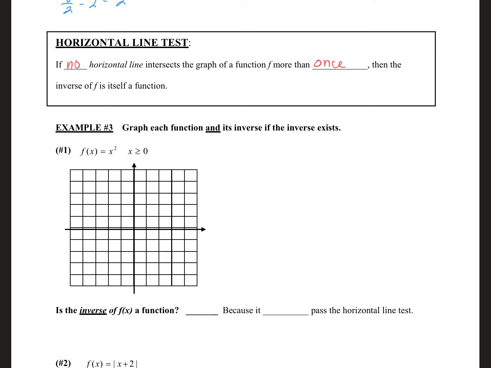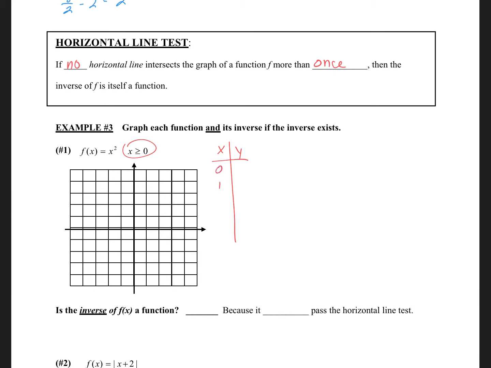Maybe that's a little bit confusing, but we're going to look at an example and hopefully that'll help. So in number 1, example number 3, it says graph each function and its inverse if the inverse exists. The first thing I want you to recognize is that we're given a domain. It says x is greater than or equal to 0. So if we set up an xy table to help us graph this, we have to use values of x that are greater than or equal to 0.